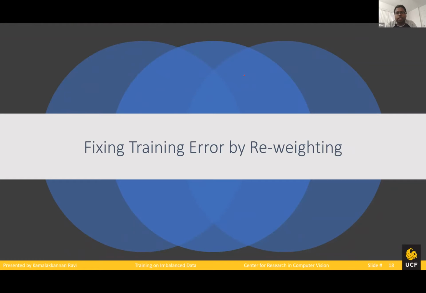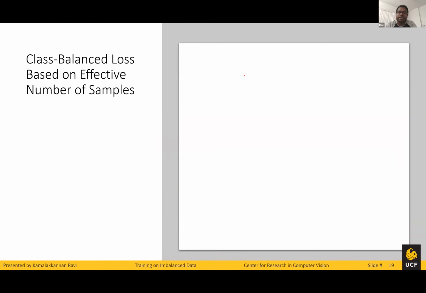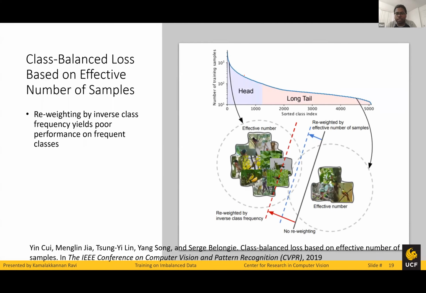Let's think the other way. The other way is reweighting. So what is reweighting? Reweighting is like balancing the loss based on the samples that we have in each class. There are two types in it. One is to reweight based on the actual number of samples in each class. That often performs poorly, as we see here.